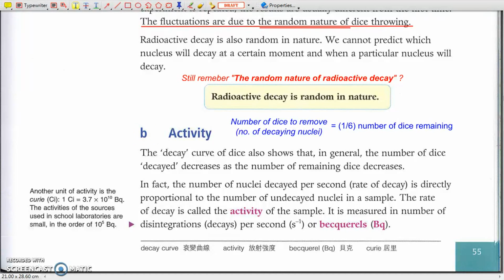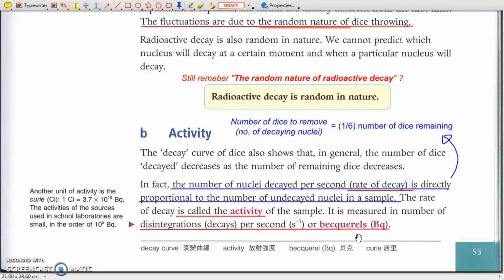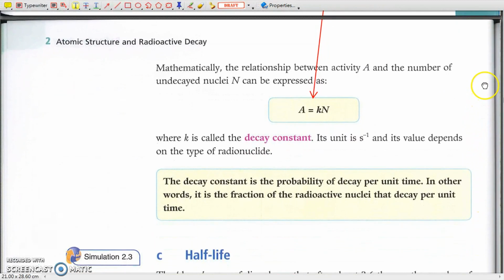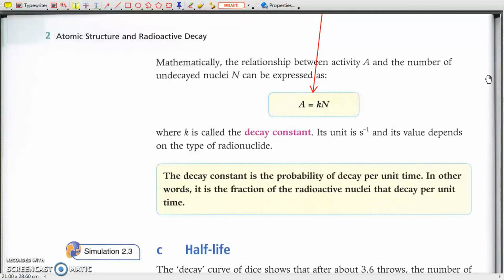B. Activity. When radioactive nuclei decay, radiation is emitted. The number of decays per second is called activity, measured in becquerels, or decays per second. As there is a certain probability that a radioactive nucleus decays, for a radioactive sample the activity A equals k multiplied by the number of undecayed nuclei, where k is the probability of decay per unit time.